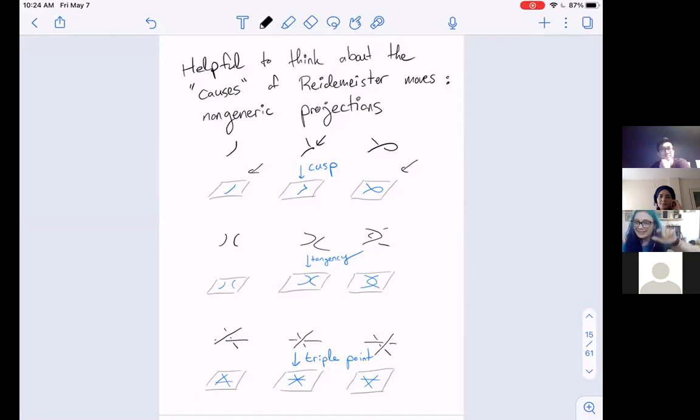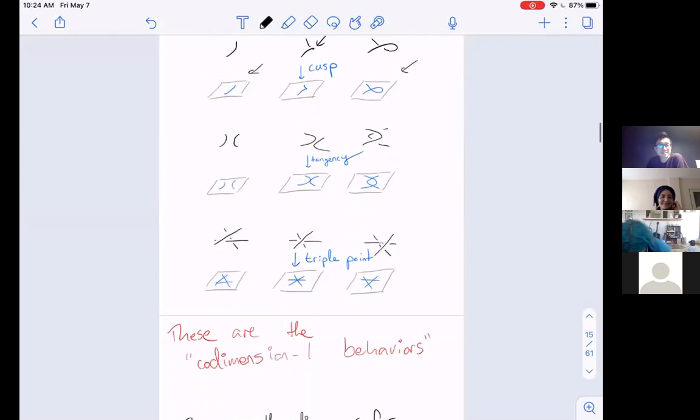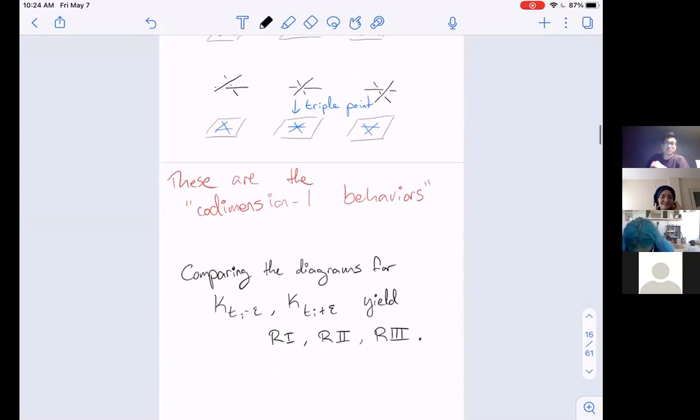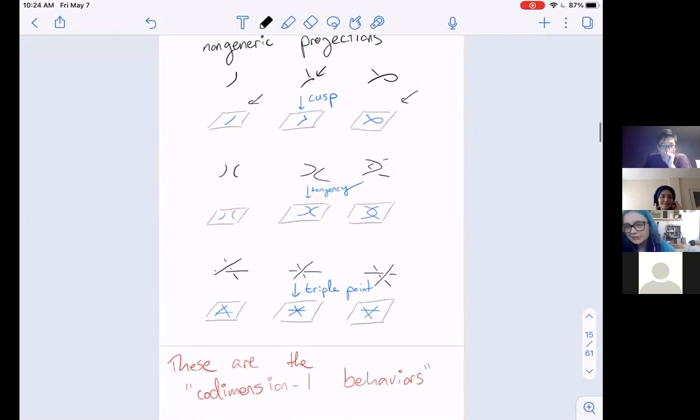And this is very easy to believe. You should immediately believe me, these things are the only things that can happen. But to actually convince you, I have to use jet spaces and this filtration on the space of circles embedded in 3 manifolds, and it's awful. But you don't have to know that. You can convince yourself maybe that these are the codimension 1 behaviors. And if you look at them, they obviously look like the Reidemeister moves, right? That's 1, 2, and 3.